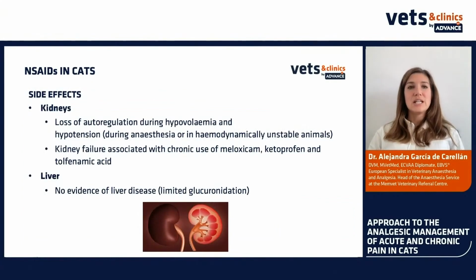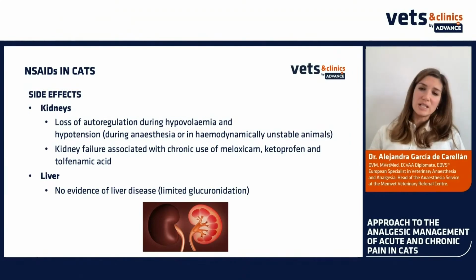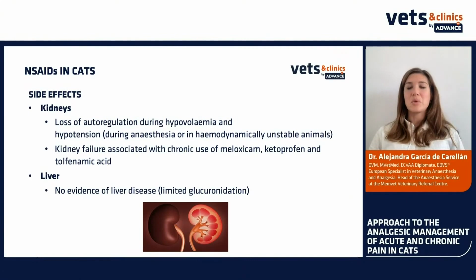However, they have side effects. Basically, the side effects of the NSAIDs are at the level of the kidneys. We have loss of autoregulation during hypovolemia and hypotension. So if I am going to use NSAIDs, I like to give them after anesthesia, when the animal is fully recovered, hemodynamically stable, and on fluid therapy. Not with the pre-medication, because I never know which cat is going to be hypotensive or hypovolemic if they bleed during anesthesia. So I like to give them at the end of the anesthetic when they are already recovered.